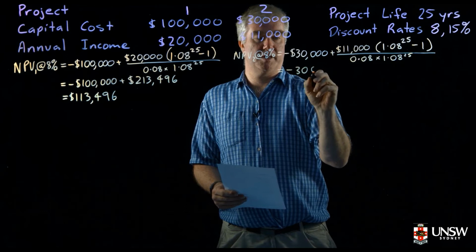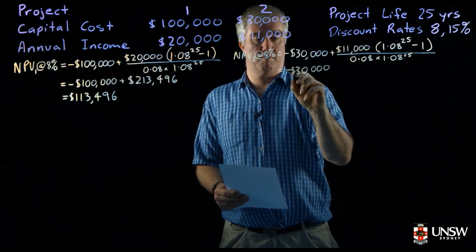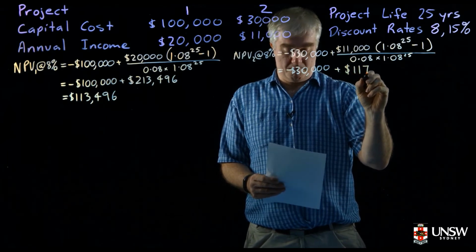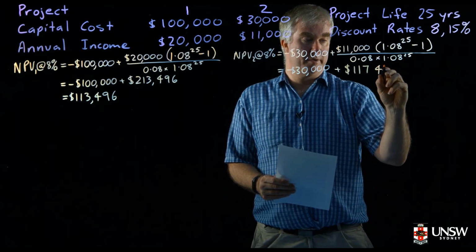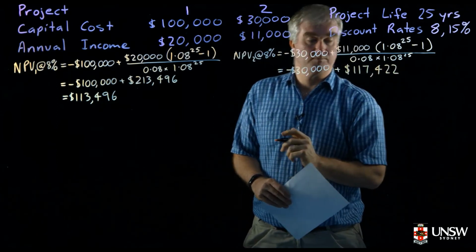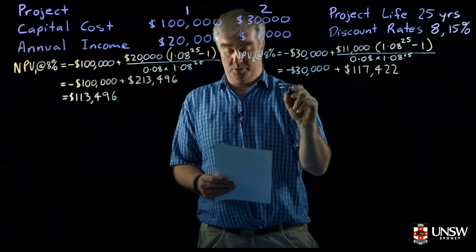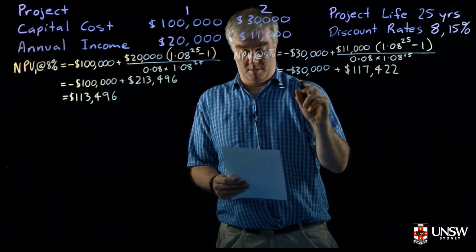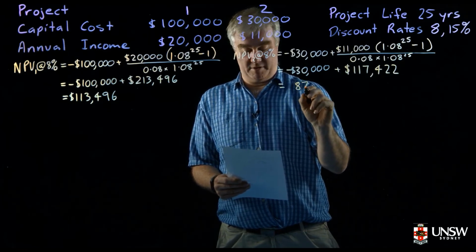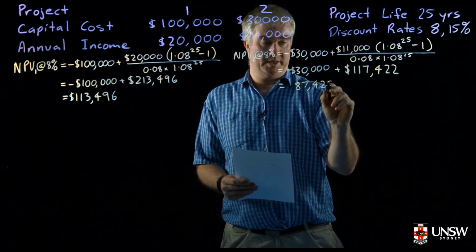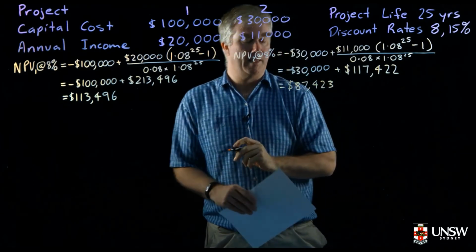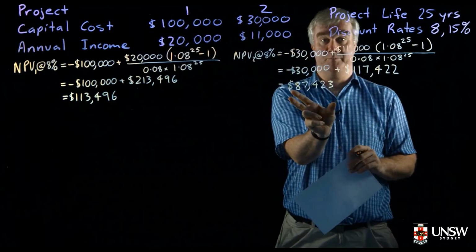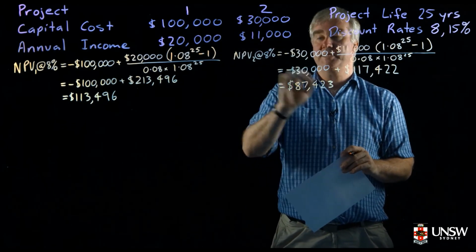minus 30,000 plus 17,422. So this is equal to a grand total of $87,423. So what you can see is that project 1 is better than project 2. That's if we use 8%.